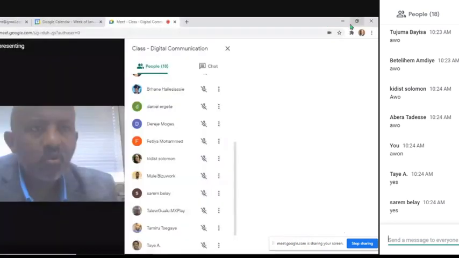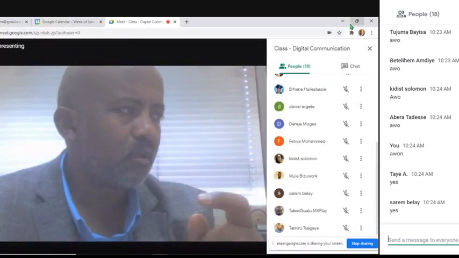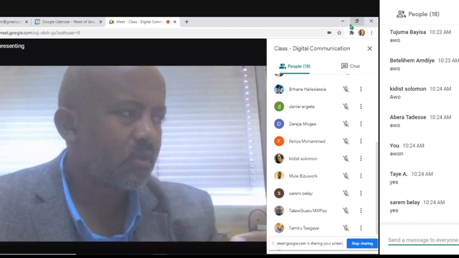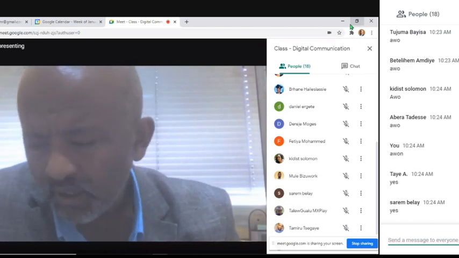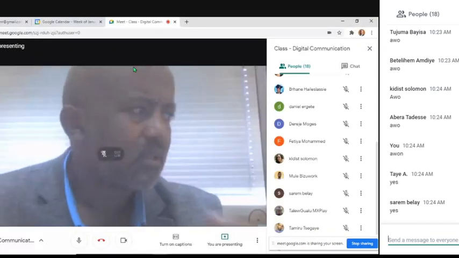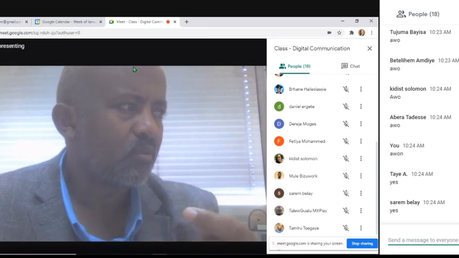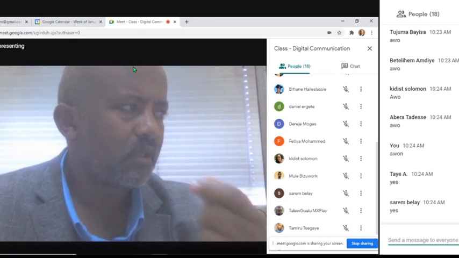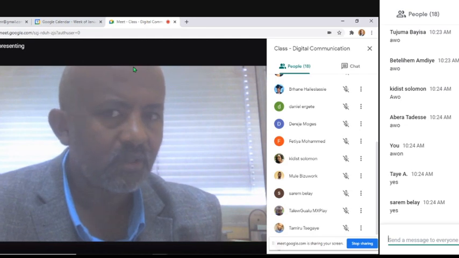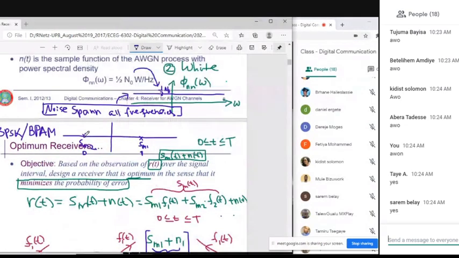So every time bit 0 appears at the input to a binary modulator, whenever bit sequence 0 appears at the input to a modulator, then SM2 would be generated. And whenever a bit sequence 1 appears at the input of a binary modulator, then SM1 would be generated. So if you see it from the transmitter side, this is the constellation plot.